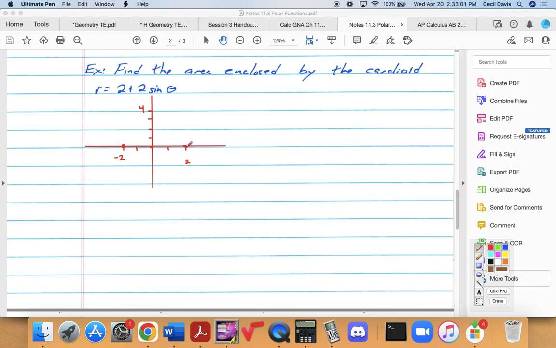So what does this look like? Kind of like this. But it's an upside down heart. That's kind of cute, or a moon.